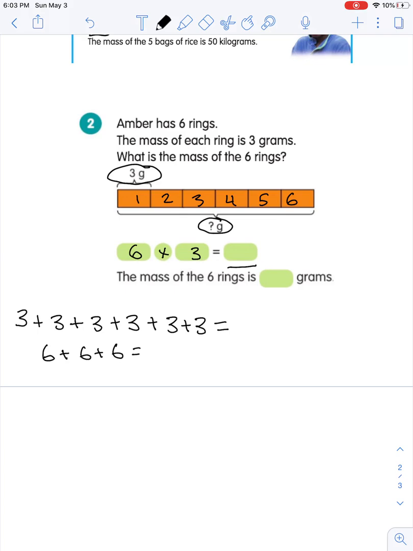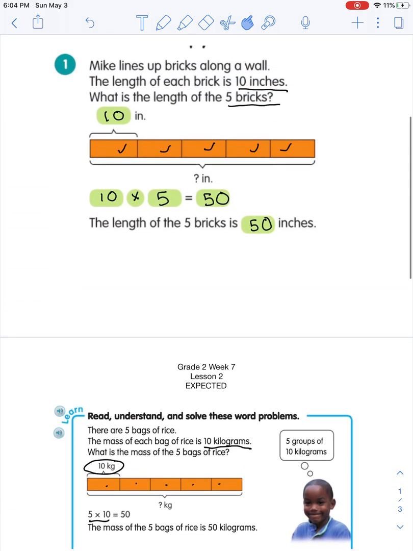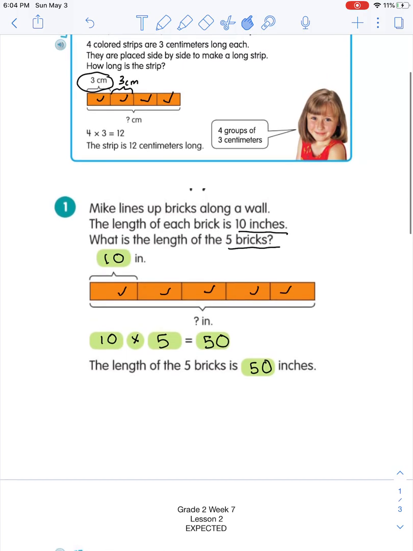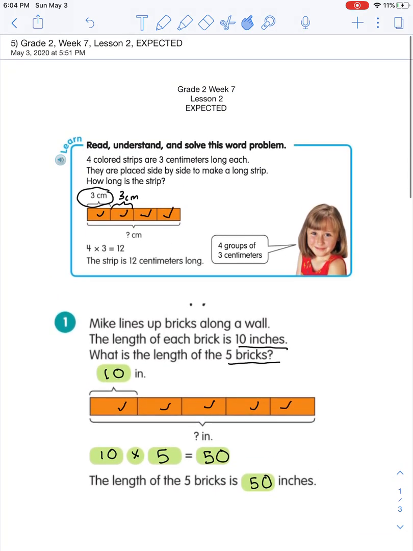I'm going to do skip counting by 3s. 3, 6, 9, 12, 15, 18. So I know 6 times 3 equals 18. The mass of 6 rings is 18 grams. Check to make sure you got the same answer as I did. That is going to wrap us up for our lesson 2 expected worksheet pages for week 7.